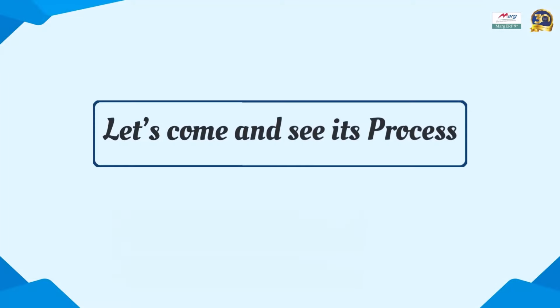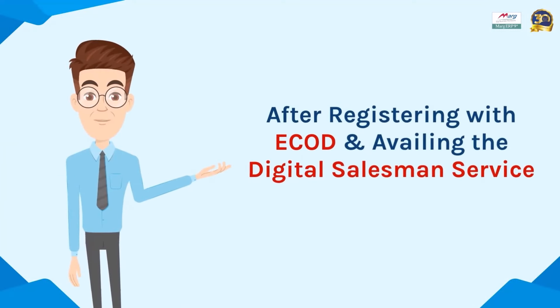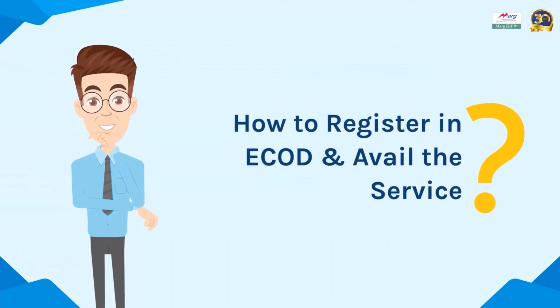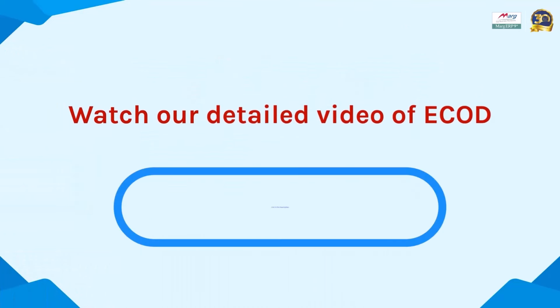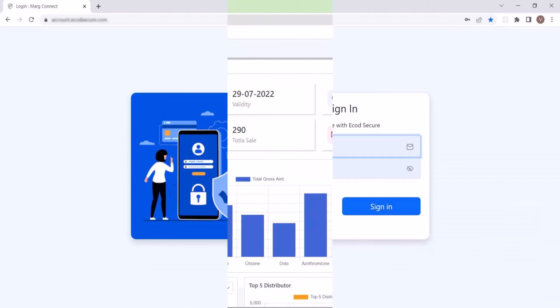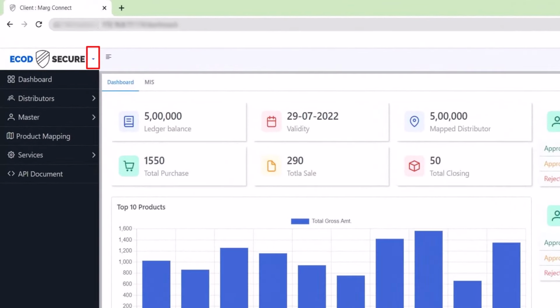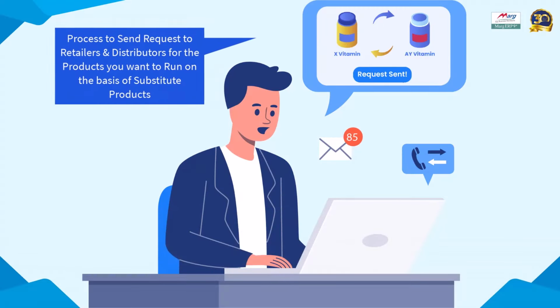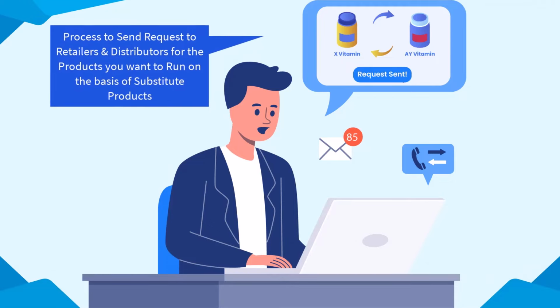Now let's come and see its process. After registering with the code and availing the digital salesman service, you will log into the provided panel. And to learn how to register with the code and avail the service, you can take help of the video link provided in the description box. After logging in, you will click on the drop-down on the left side of the dashboard. You will see that you have three options or services. Click on the digital salesman service from here. In this service, we will learn how to send requests to retailers and distributors for the products you want to run on behalf of substitute products.